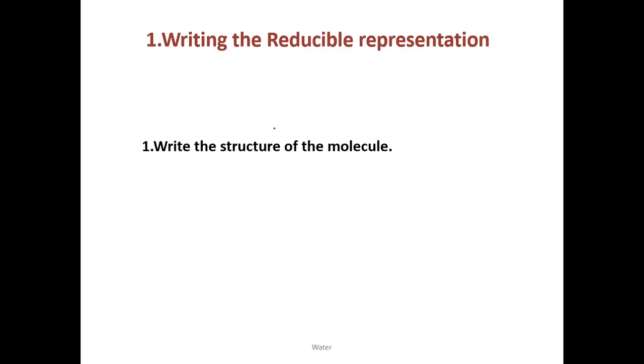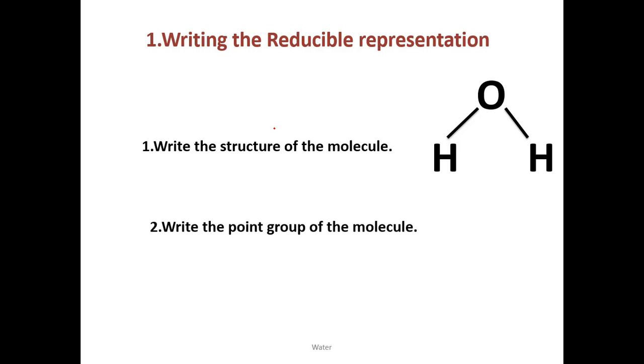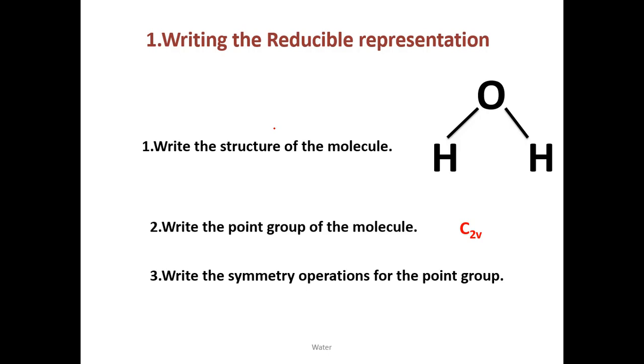First we are writing the structure of the molecule. Water has a V shape, angular shape, bent shape. You find the oxygen and two hydrogen atoms remain in the same plane. The point group of the water molecule is C2v. The symmetry operations for the point group are E, C2, sigma v xz and sigma v yz.